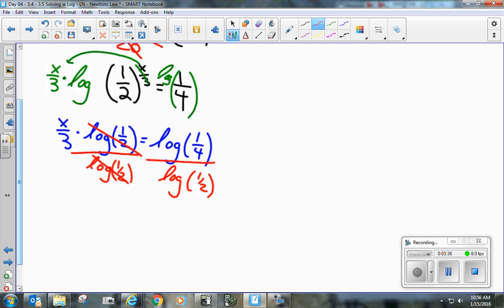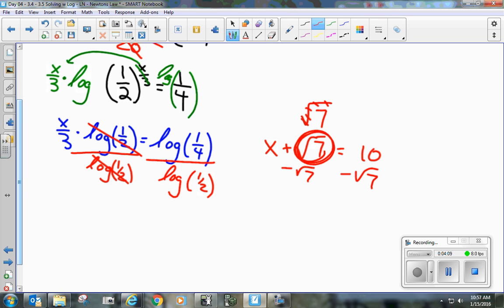Log of 1/2. It's like if I have a square root of, I don't know, 7. I can't just get rid of the square root and keep the 7 unless I square both sides. If I have x plus the square root of 7 equals 10, I can't just subtract a square root sign, can I? I mean, that would be ridiculous. The same rules are here. I can't just divide by log. It's a function. It needs a number to work, just like log needs a value to work. So when I divide by log of 1/2, not by 1/2, not by log separately, but by both.